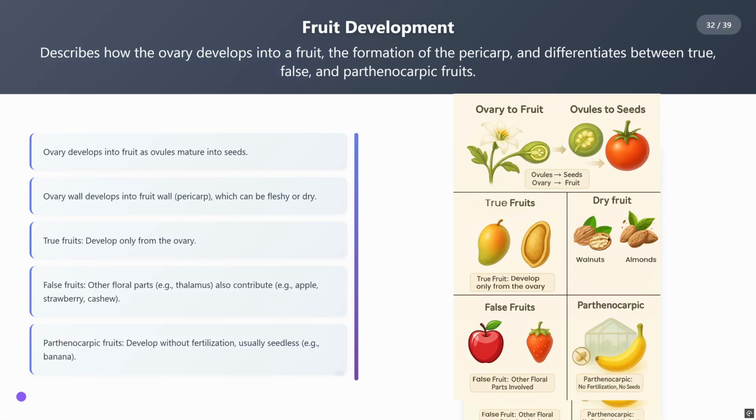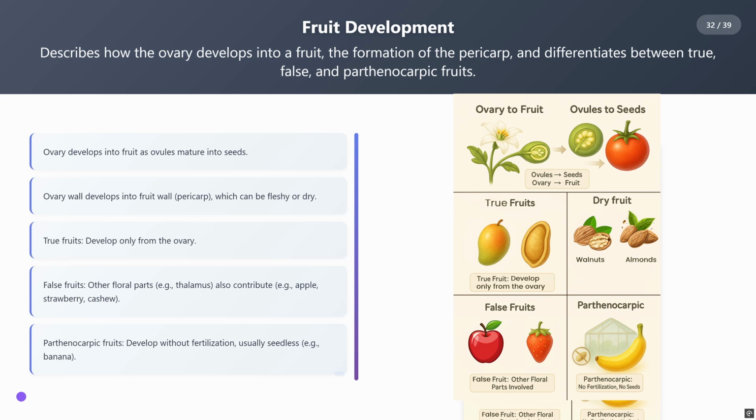That becomes the fruit. Yes, exactly. The processes happen more or less simultaneously. As the ovules mature into seeds, the ovary surrounding them develops and ripens into the fruit. The wall of the ovary thickens and differentiates to become the fruit wall, which is technically called the pericarp. Pericarp, the fruit wall. Right.